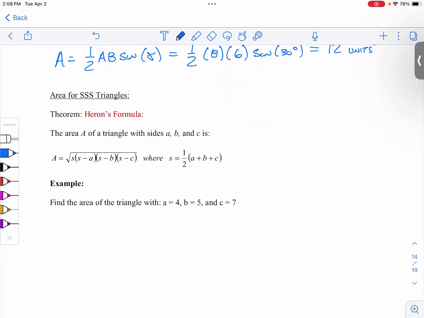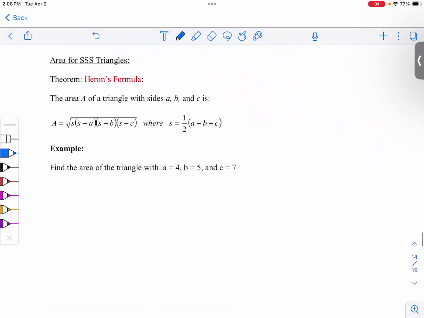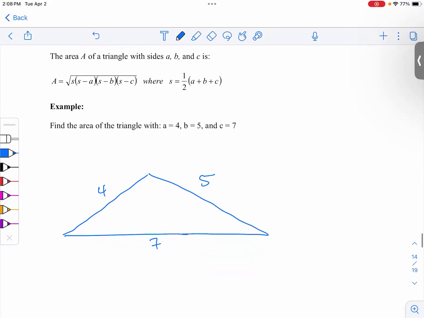The other one, and we talk about this in geometry, so it's probably been a while since you've seen this: knowing just the sides of a triangle, you use what's known as Heron's formula. And again, this is an oblique triangle, so this is not a right angle. If I have a triangle with sides 4, 5, and 7, just knowing the sides, I can calculate the area of this triangle using Heron's formula.